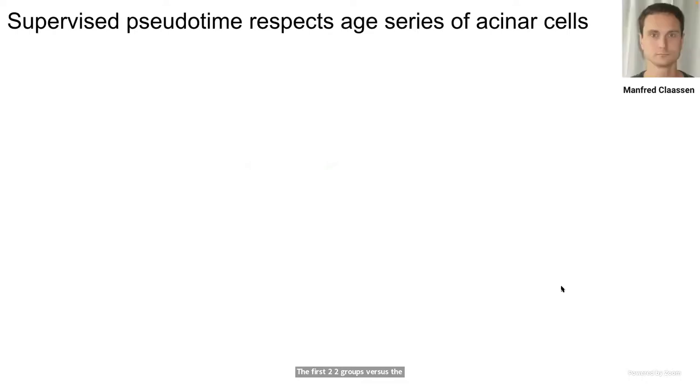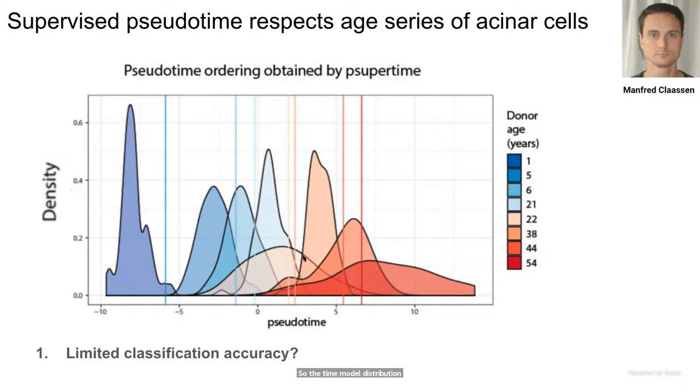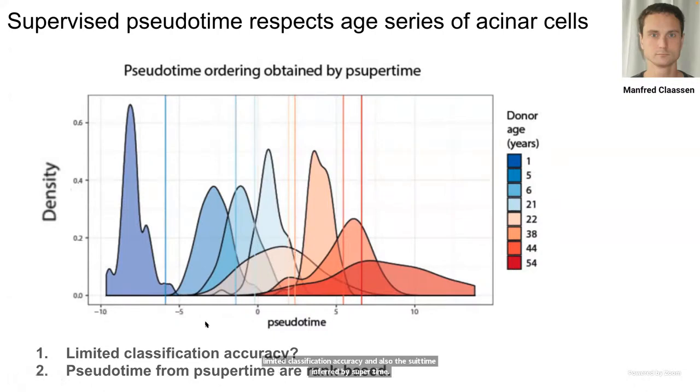However, when they apply it to the same data set, although the performance is much improved compared with PCA and Monocle, we still see a lot of overlap in this pseudotime mode distribution. We were motivated by this limited classification accuracy, and also the pseudotime inferred by Supertime is rank-based. You see the range of the pseudotime on the x-axis is from -10 to 15. It doesn't quite reflect the true donor ages.